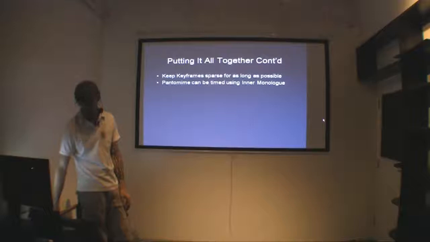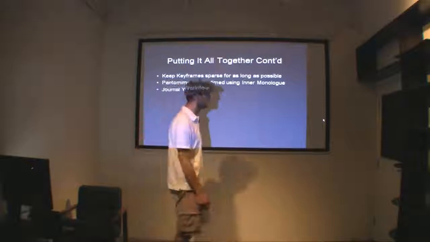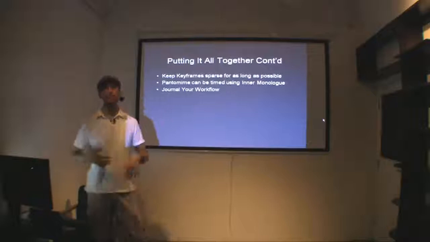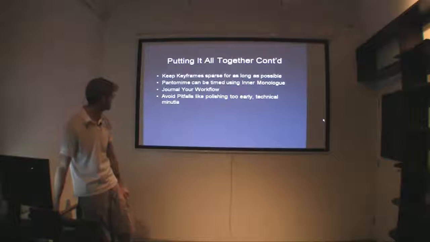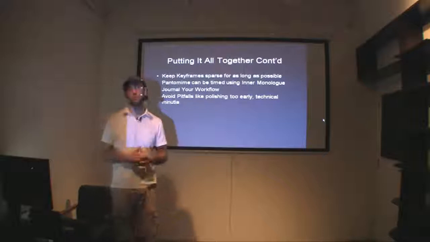Journal your workflow. Journaling your workflow is a way to increase the speed of your workflow maturity. It's also like workflow undo. Anything that you do wrong, you have a record of it and you can make that change. Avoid pitfalls like polishing too early and technical minutiae. Also avoid losing your fresh eyes when you're working, and do so by making lists at the very beginning.